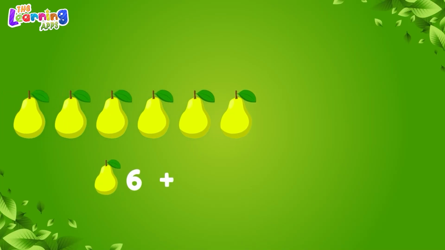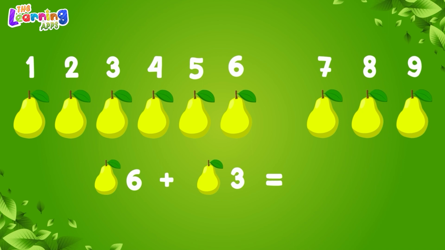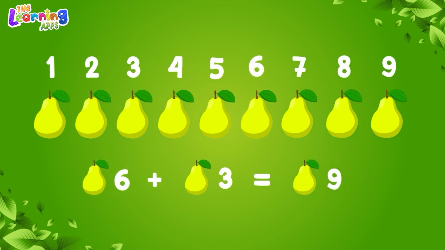6 add 3 more pears makes 1, 2, 3, 4, 5, 6, 7, 8, and 9. There are total 9 pears.